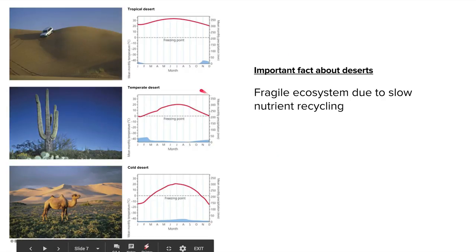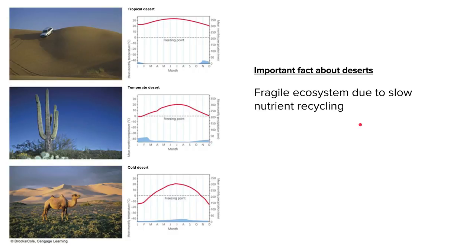For desert, you can see the rainfall amount is extremely little, close to none for many of the months. Okay, tropical region, high temperature; temperate region, touching the freezing point; and cold region, a few months with temperature below freezing point.